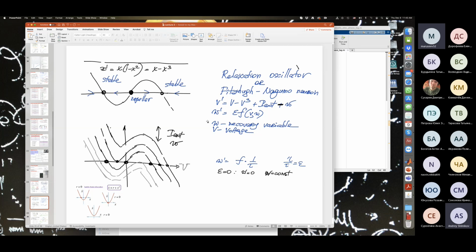Or vice versa, if you shift it down by adding negative current, then you're going to get the same picture over here. So you have just one equilibrium state.